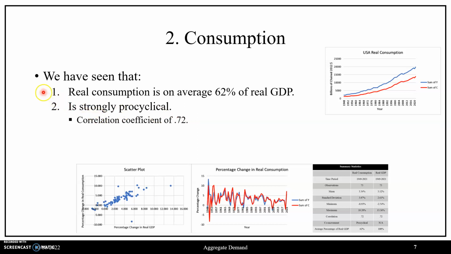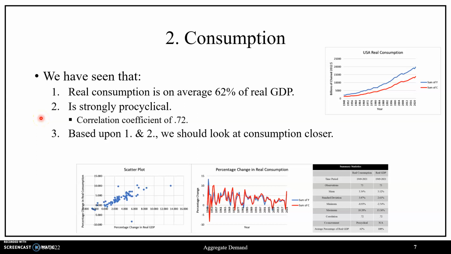So based upon real consumption being a sizable portion of real GDP and also being strongly pro-cyclical, then we should look at consumption a bit more carefully, in that it seems reasonable that if there's a sizable change in consumption, there will be a sizable change in GDP. Therefore, understanding how changes in consumption occur will give us a deeper understanding of demand shocks, and it also seems reasonable to say that changes in consumption will be a major source of demand shocks in an economy as well, particularly with that of the US, given that this is the data set that we are looking at.